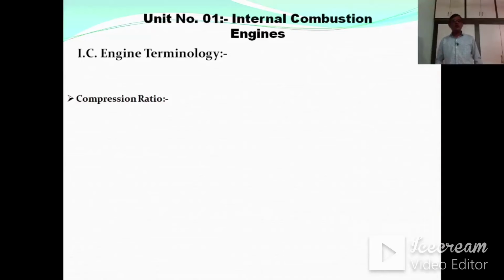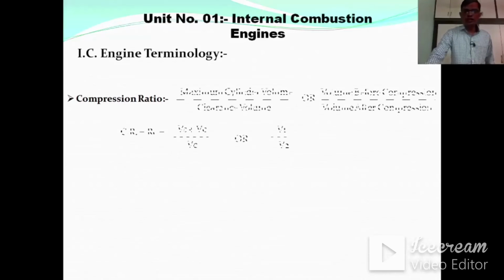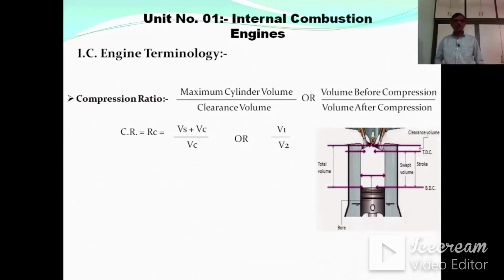Next is the compression ratio. What is the compression ratio? It is nothing but the ratio of maximum cylinder volume to the clearance volume. Maximum cylinder volume means total volume, Vs plus Vc, and the clearance volume is denoted by Vc. Compression ratio is denoted by Cr or Rc.